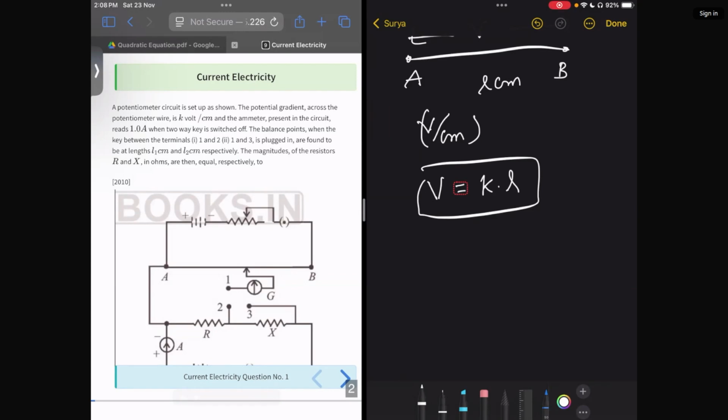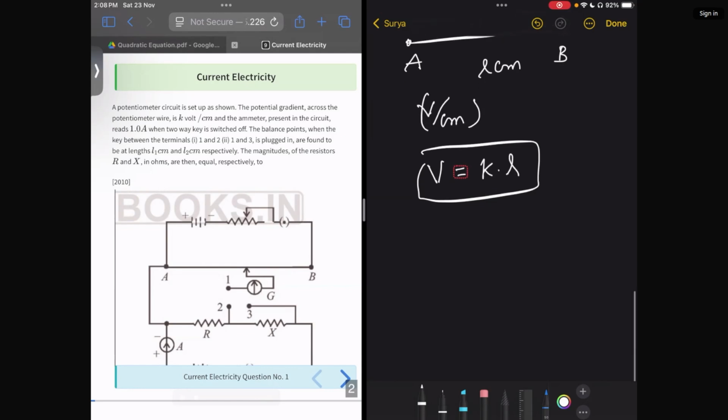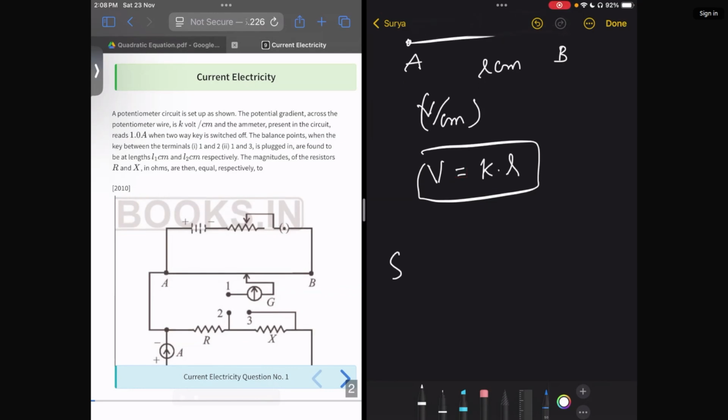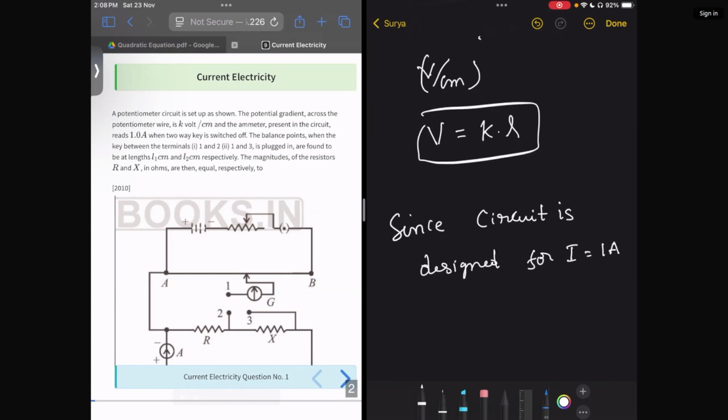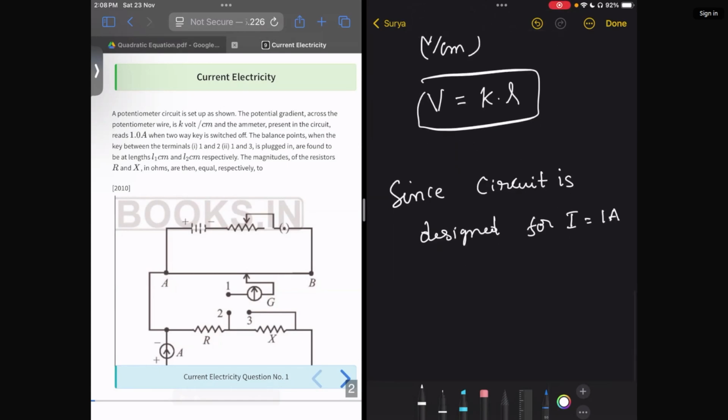This balance point provides the specific length L on the potentiometer, which allows us to calculate the voltage drop across R or R plus X, depending on which key you are using. Since the circuit is designed for a current I equal to only 1 ampere, that current flows through the resistors.